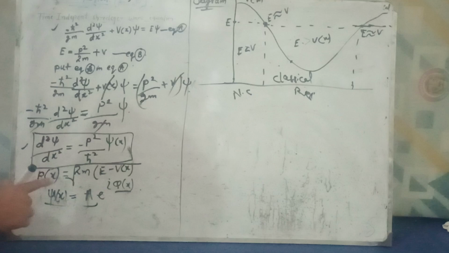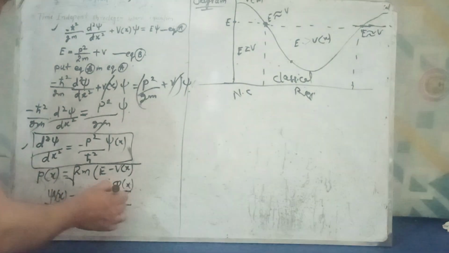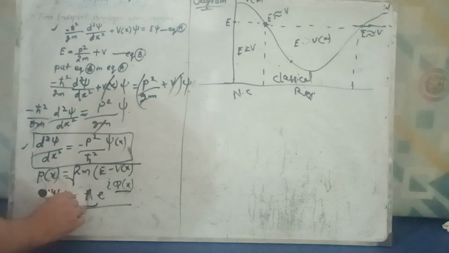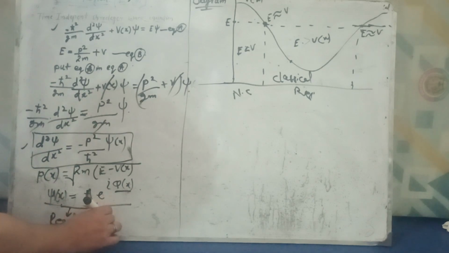You will take the derivative twice of this wave function, and then that value will be put into this equation. We know that this is a complex function, so we will get two values, one is real and the other is imaginary.